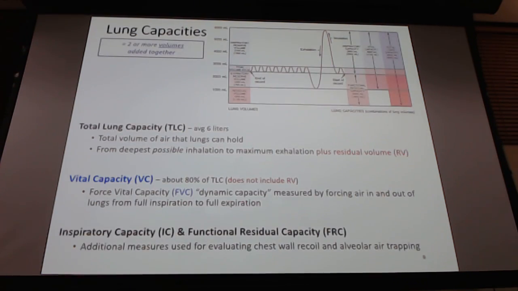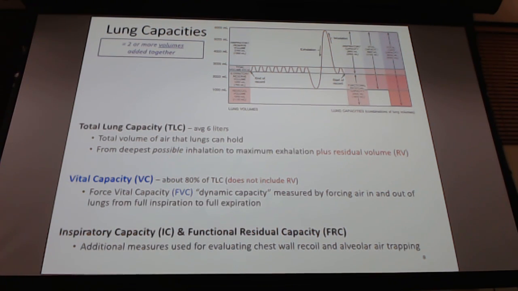Residual volume, again, we already talked about that one. So we've got the total lung capacity, we've already talked about that. That's going to be your vital capacity plus the residual volume. And then all these other little words, right? Understand in general how these are calculated.